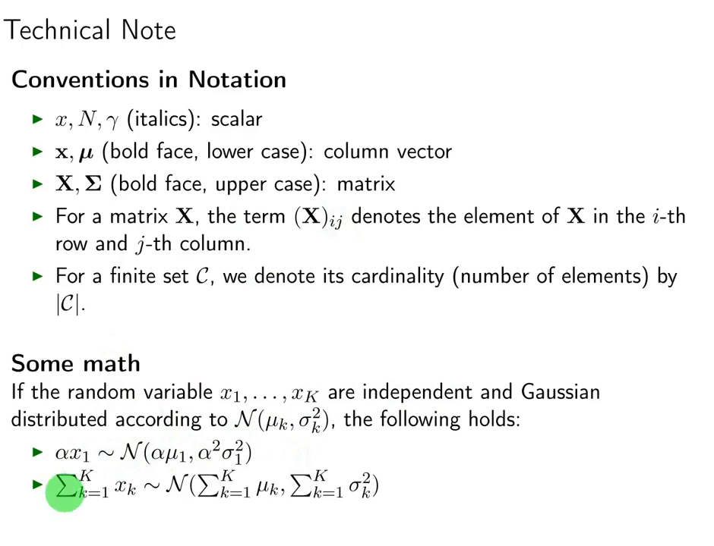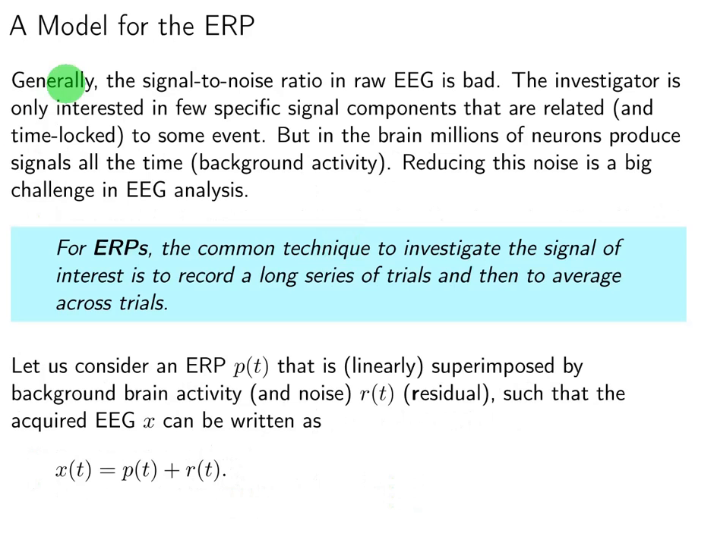N is a distribution with the following mean and variance, right? And with the following properties, for example, the scalar alpha times the random variable X will also be reflected in the distribution. And the sum of all separate individual random variables or trials will also be reflected in the distribution of the data. We can now try to represent or provide a model for ERP.